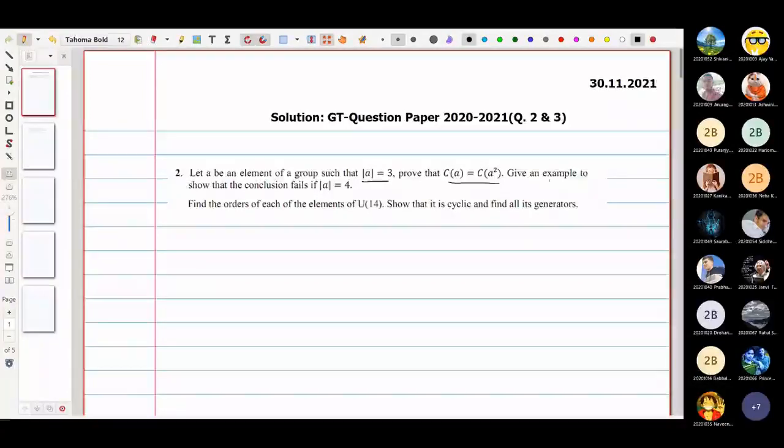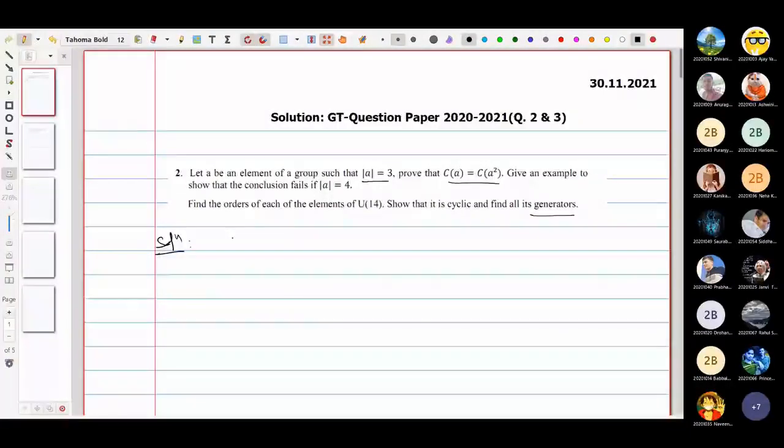And give an example to show that the conclusion fails if the order of A is 4. And then we need to find the order of each element of U14, and then find whether it is cyclic or not. If it is cyclic, then we need to find all generators. So let us try to solve this.